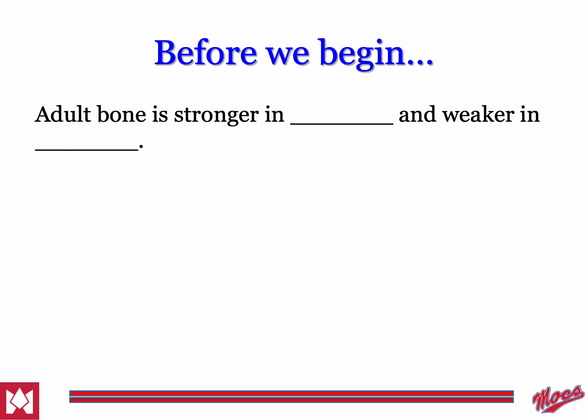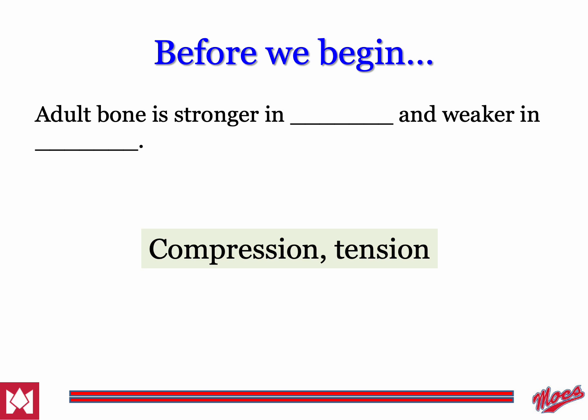Right, next, adult bone is stronger in blank and weaker in blank. In general, specifically when we were talking about the bending type of force, adult bone is going to be stronger in compression and weaker in tension. And as we discussed in class, that is going to be just the opposite when it comes to child or potentially even adolescent bone.